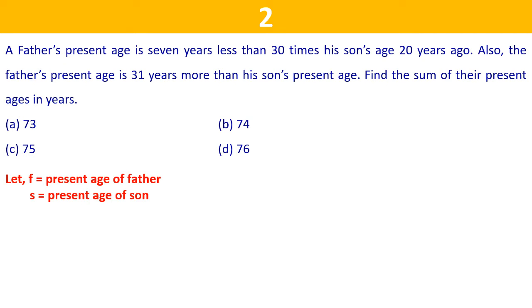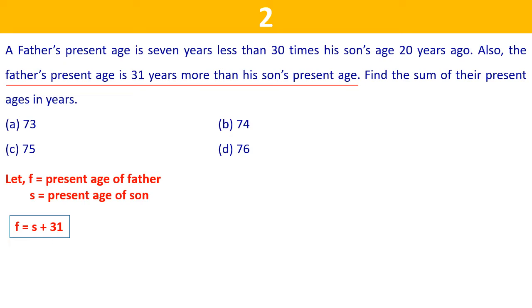Now how do we need to frame an equation? The second statement seems to be comparatively easy, and framing an equation for the second statement is quite simple here. What is it? Father's present age is 31 years more than son's present age. Seems to be simple. So the equation will be f is equal to s plus 31.